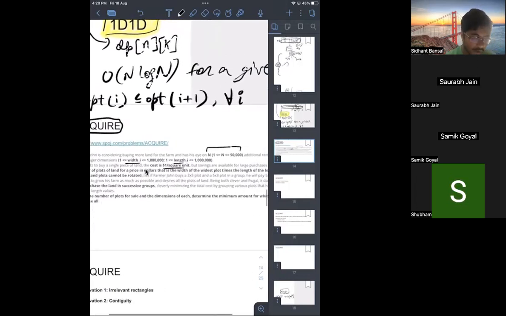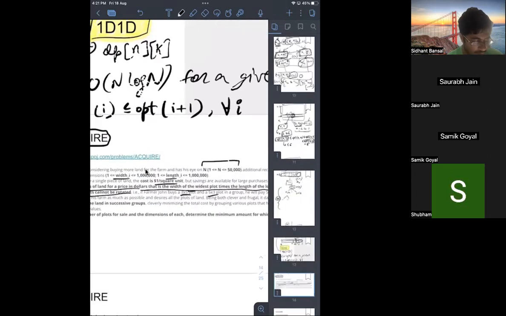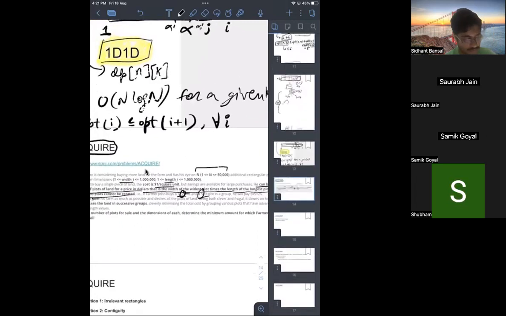And you can do a large purchase in one go. You can buy a subset of plots, and the cost you'll pay for that subset is the maximum width in that subset times the maximum length in that subset. You cannot rotate the land pieces. So if you buy a 3x5 and a 5x3 together, you'll pay the maximum width, which is 5, and the maximum length, which is 5. So you'll be paying 5x5, which is $25.